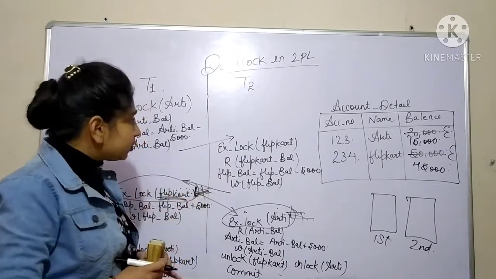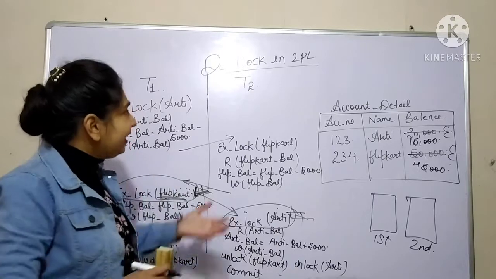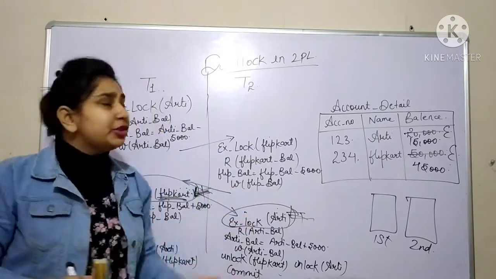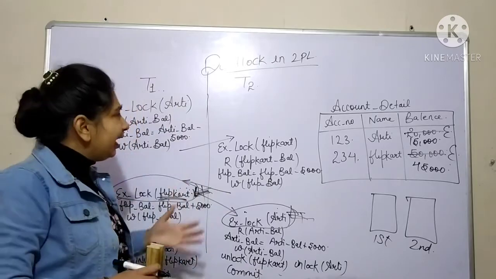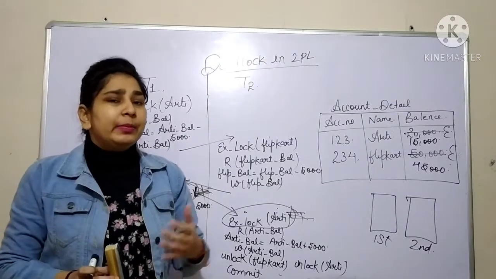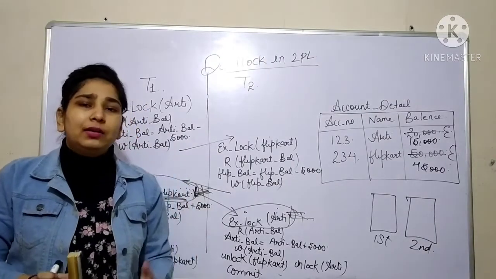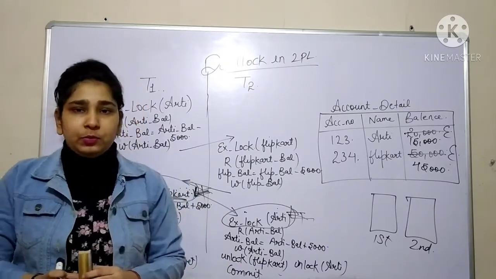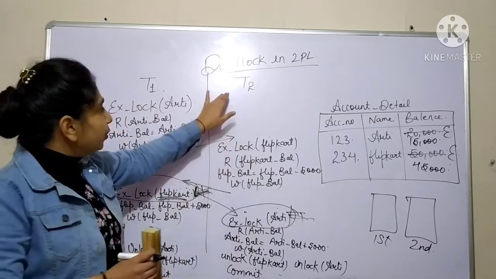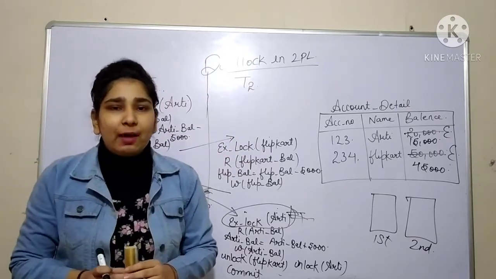So we tried to find the solution with the help of the two-phase locking protocol, but still we are not able to sort out the dirty read problem or the concurrency problem. So I hope that you are clear with this example.